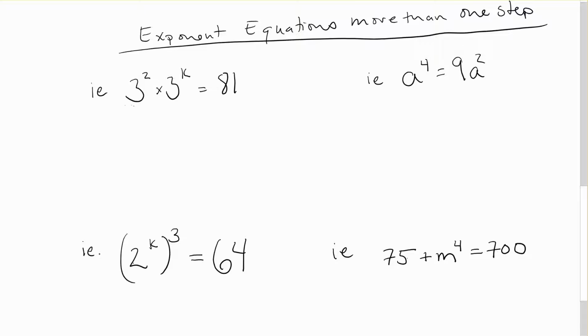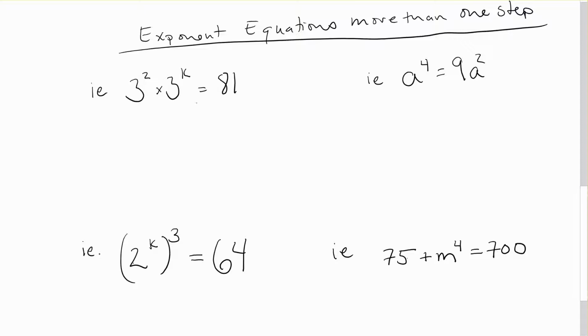So, for the first example, I'm looking at 3 squared times 3 to the power of k is equal to 81. Okay, so a lot of stuff going on here. I'm trying to figure out for myself what k is going to be equal to. So one way I could be thinking of this, there's probably a couple ways to solve all these problems. I might just role model a few of them, and you can pick what works for you.